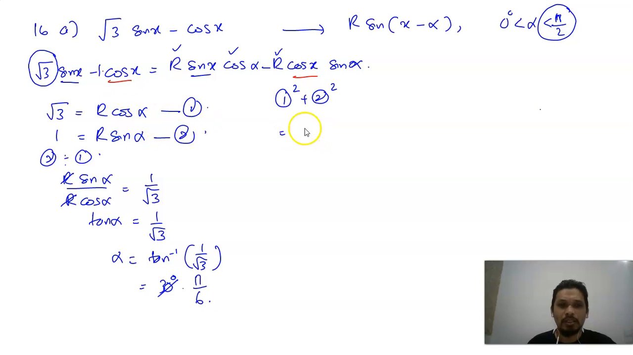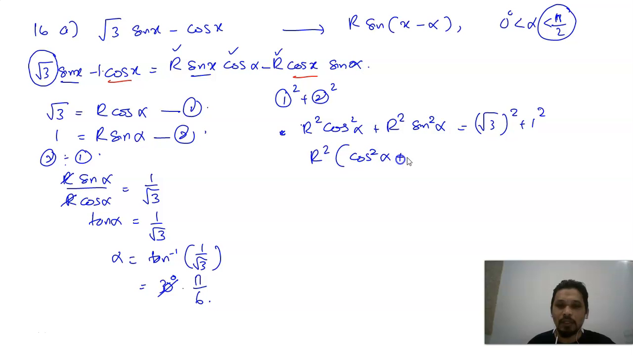Equation 1, r square cos square alpha plus r square sine square alpha equal to square root of 3 square plus 1 square. Then r square, cos square alpha plus sine square alpha, equal to, this one here come out with 3 plus 1, and cos square plus sin square equal to 1. So r square equal to 4 and r equal to 2.